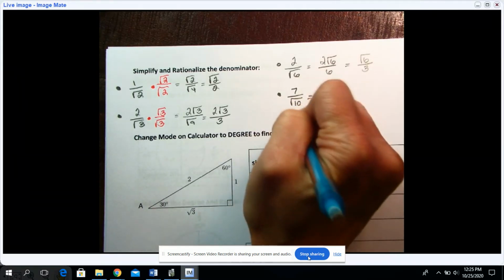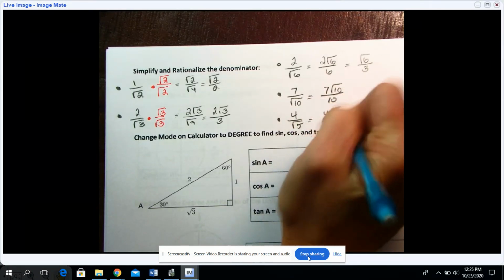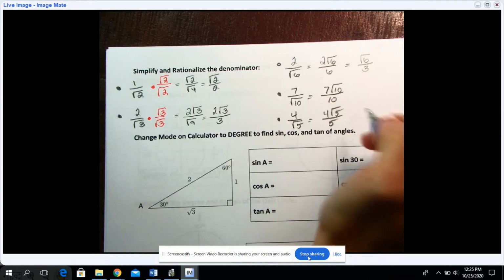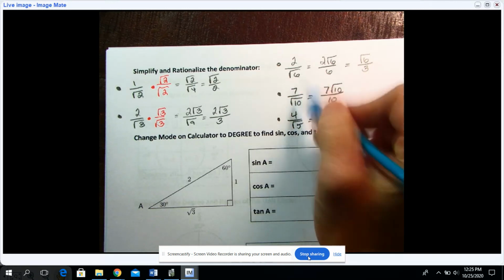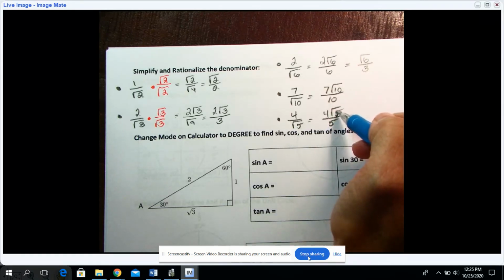If you have 4 over the square root of 5, you would end up with 4 square root of 5 over 5, and that does not reduce. So that's just a simple way of rationalizing the denominator. If this ends up needing to be reduced, then that's a whole nother issue, but this is just a fast, simple way of rationalizing the denominator. Multiply the numerator by whatever the radical was in the denominator, and then rewrite it without the radical.